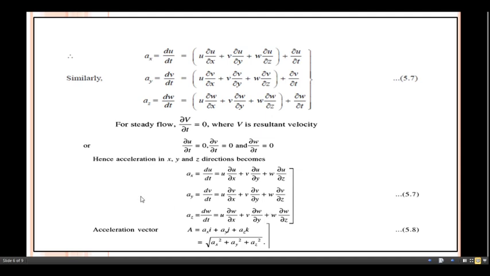Okay, now what about the acceleration vector? We can get the acceleration vector by considering its vector form. Acceleration is ax i plus ay j plus az k, where i, j, k are the unit vectors. So I can get the acceleration value as the square root of ax square plus ay square plus az square. In this way I can get the total acceleration.